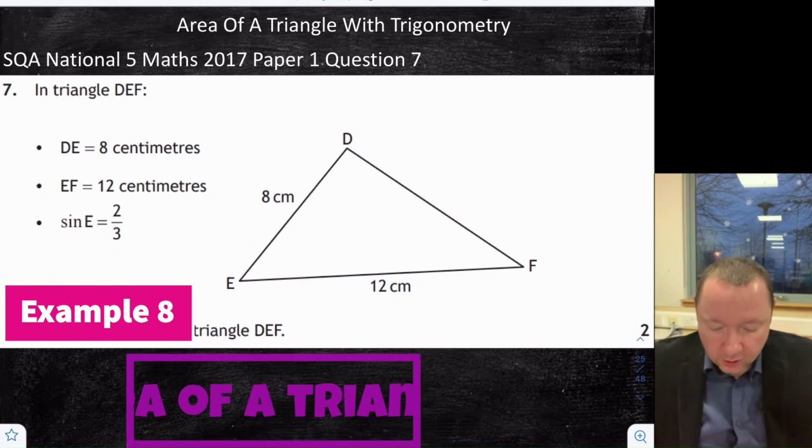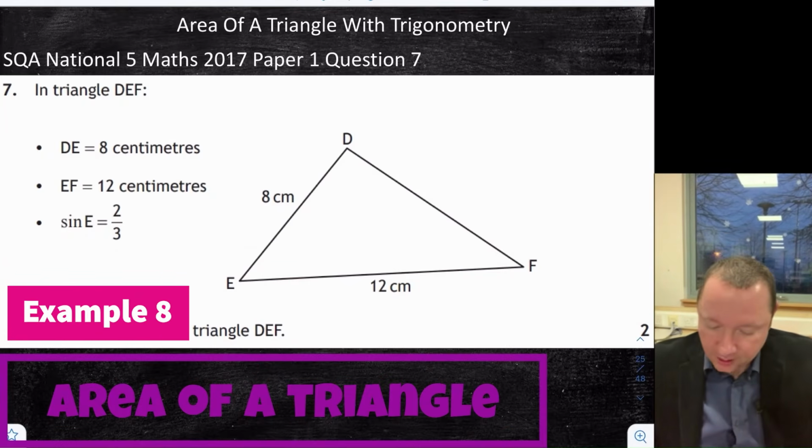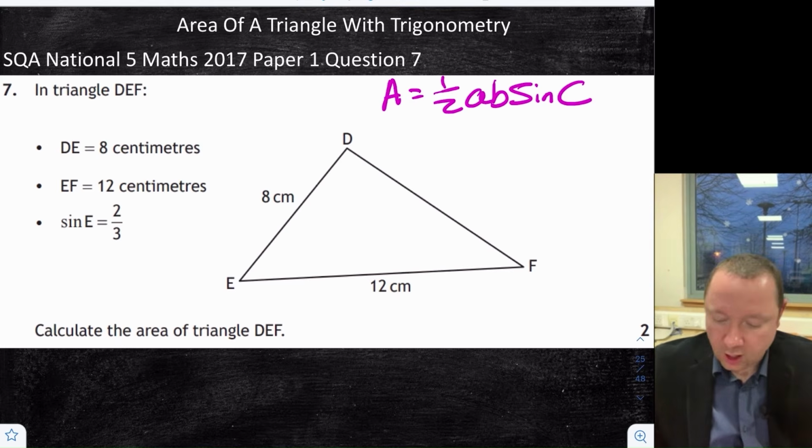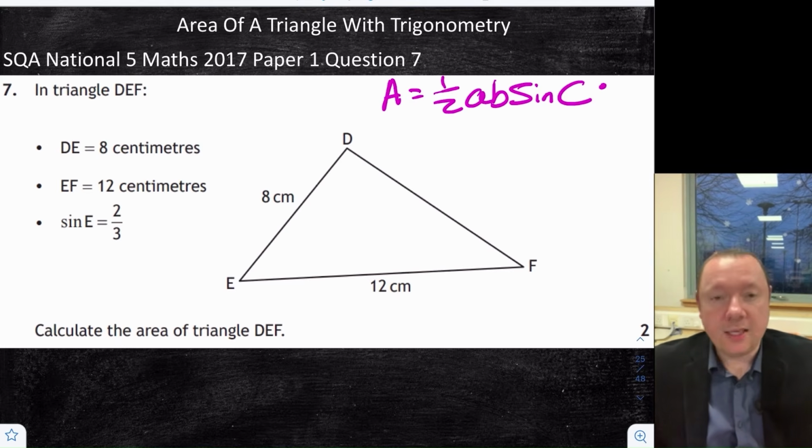We have a triangle with trigonometry. This is given to you at the start of the exam paper. Just a reminder that it tells you that the area is a half AB sine C. And we're going to look at a bunch of questions that use this idea.